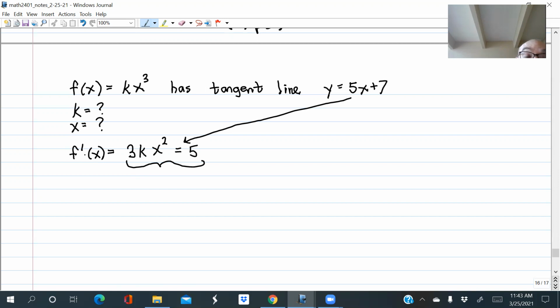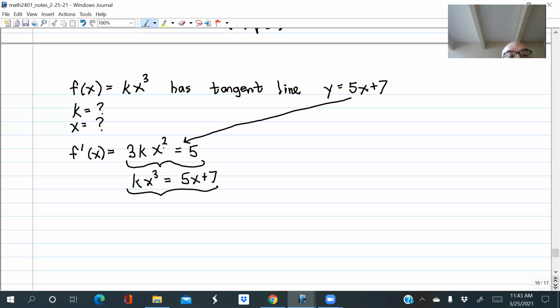I'm going to take not the derivative, but the original function, k times x cubed, and I'm going to set that equal to the tangent line formula, which is 5x plus 7. Yay! Now I have two equations involving these two unknowns, x and k, and now I have a chance to use those two equations to find the values for x and k. That may not be trivial, but at least I have a shot at it.